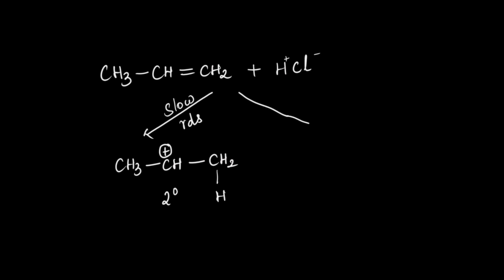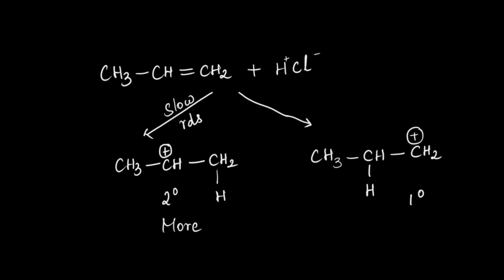What about another intermediate formation? In this case, H plus will join on the secondary carbon, giving CH3, CH2, CH2 plus. Here the carbocation is primary. So tell me, which is the more stable carbocation, primary or secondary? Of course, secondary carbocation is more stable compared to primary. Why is it so? We are going to cover that in today's session.